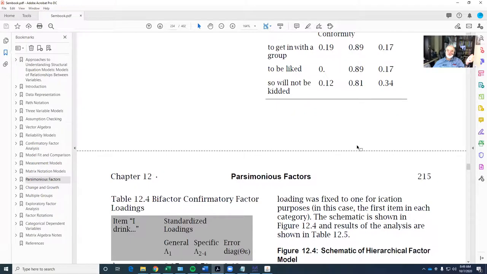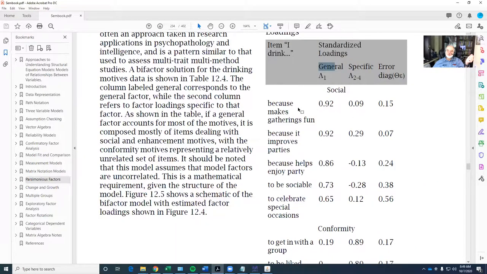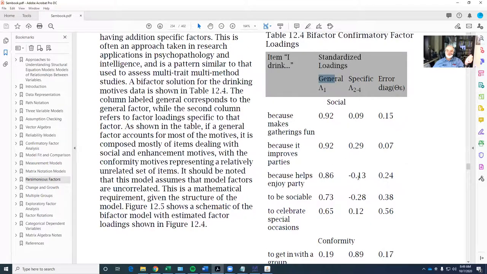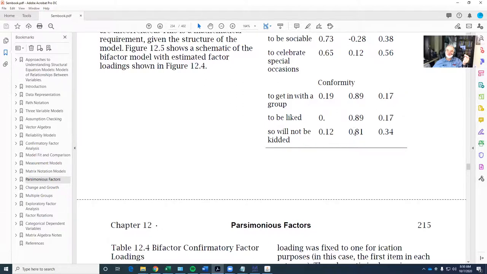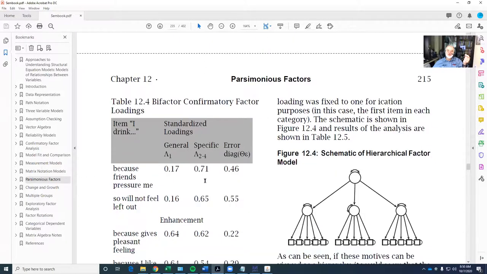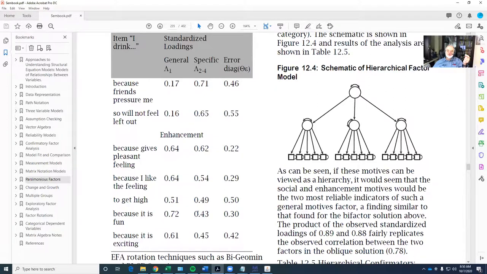And then after that, we have our little baby factors, these things down here. After I extract that general factor, I've only got very small loadings on the enhancement factor. The conformity factor, the thing that did not seem to be related to social or enhancement reasons, those loadings are very high. And downstairs here on enhancement, I've got another set of loadings, so it seems like there exists an enhancement factor above and beyond whatever this global factor is. And then downstairs, I have the error terms.